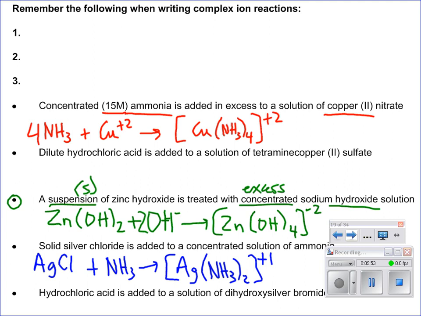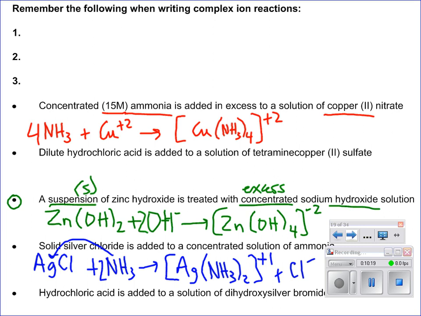But I'm missing something to make this balance. I need a Cl minus. So what happens is this pops onto here, dissolving the solid, leaving us with this floating around, and that takes care of our charge problem, and then we need a 2 there to make that balance. Got it?